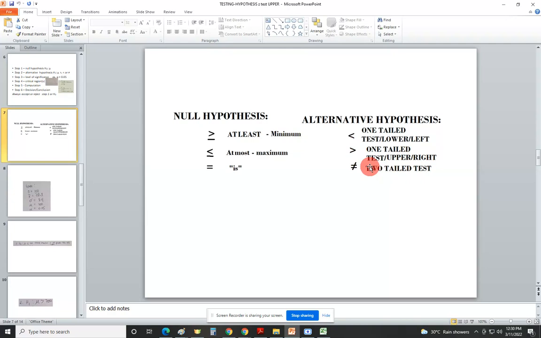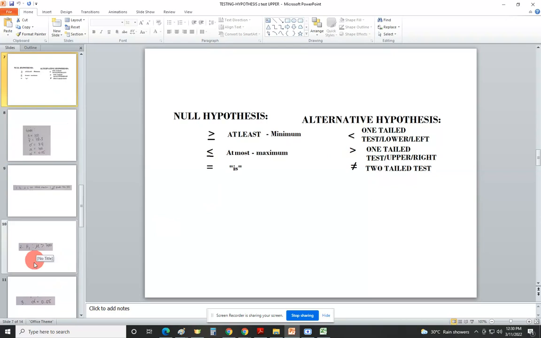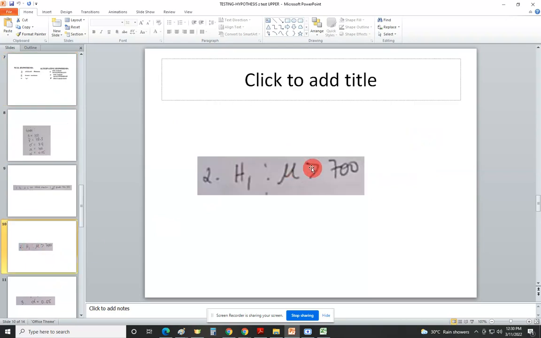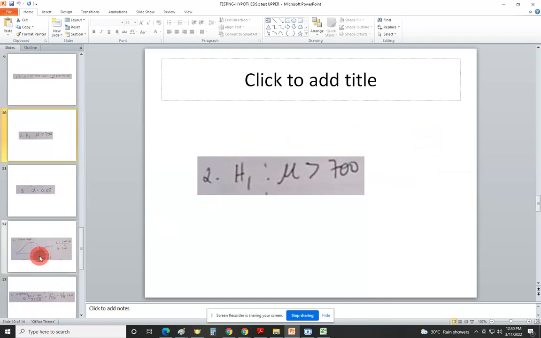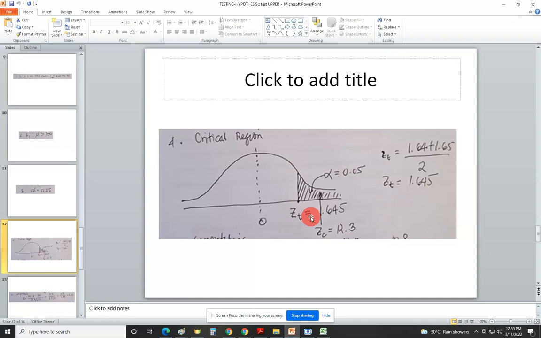Again, what is the basis in shading your bell-shaped graph? Just imagine this inequality as the tip of the arrow. It's pointing to the left. This one is pointing to the right. So let's go back to your problem. Step number 2, it's an arrow pointing to the right. That is why our shaded portion here is on the right side. Is it clear?